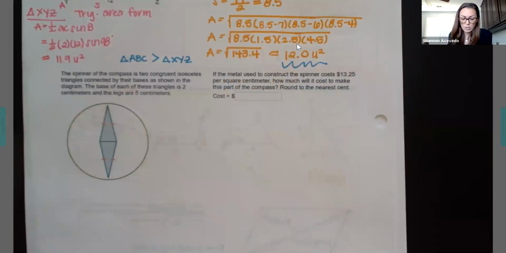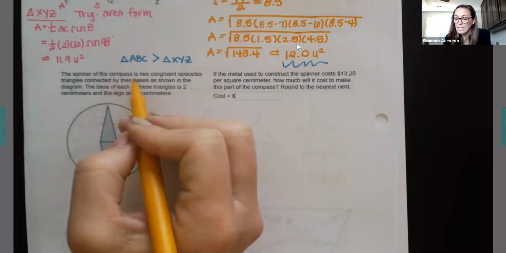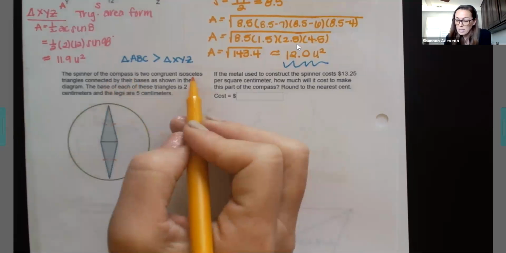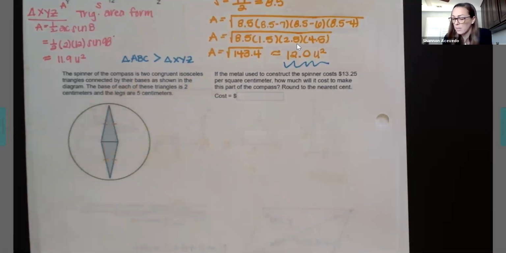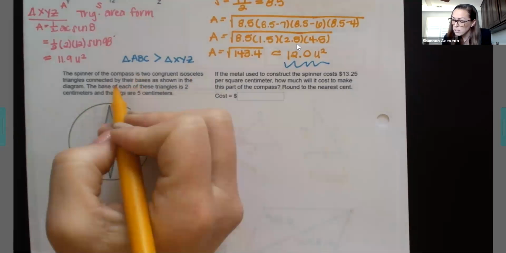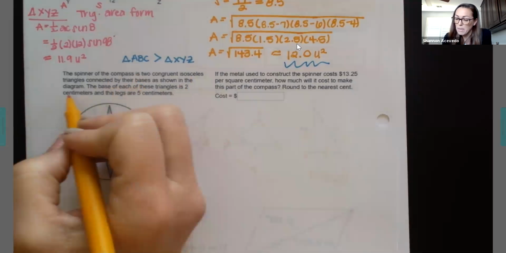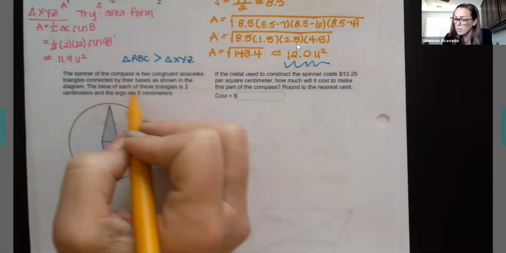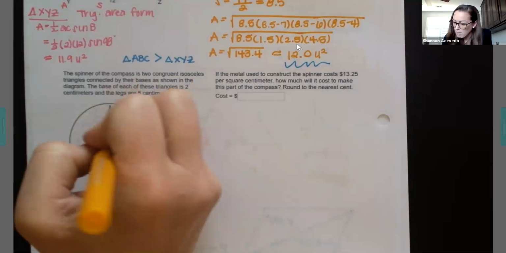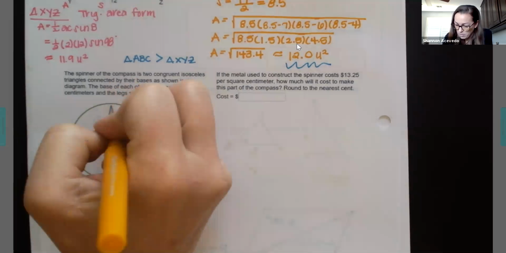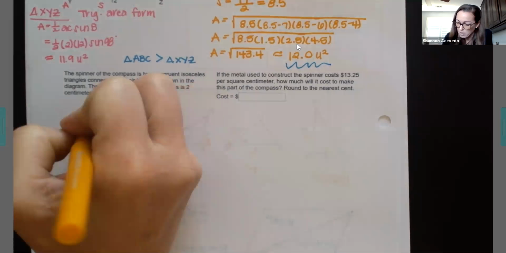Okay, so it says the spinner of the compass is two congruent isosceles triangles. So that means, see these tick marks? That's saying that all four of those are exactly the same length. So their bases are shown in the diagram. So the base of each of the two triangles is 2 centimeters. So the base here is 2 centimeters. And the legs are 5 centimeters. So each of these are 5 centimeters.